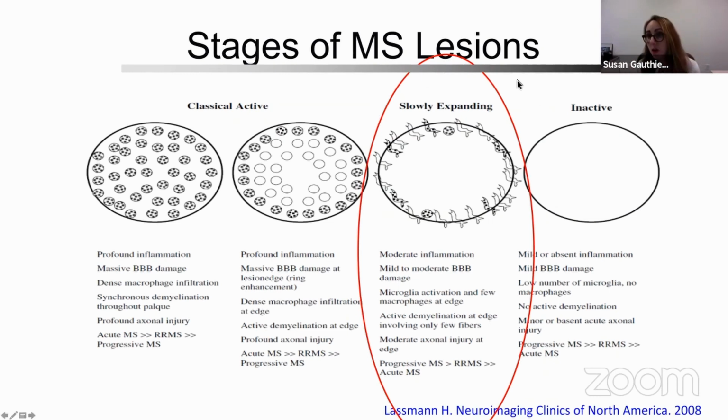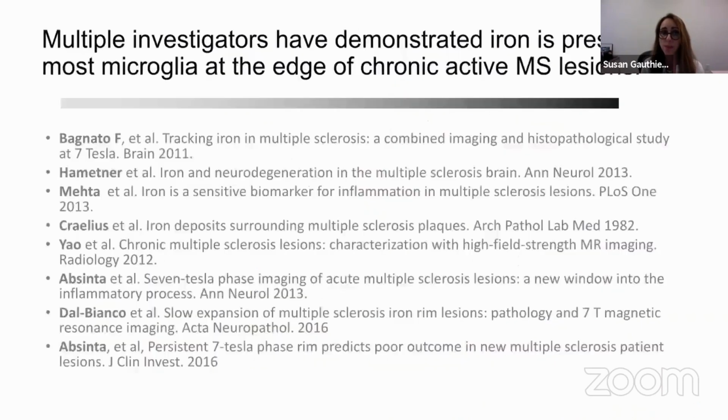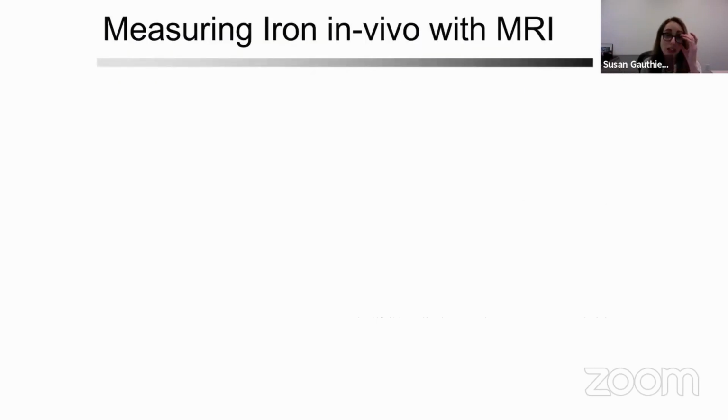And then the other type are these inactive lesions. Now that we've identified these in postmortem studies, we've shown that they still have active inflammation at the edge of these lesions, which causes some slow expansion, as well as active demyelination and axonal loss at the edge. Now, multiple investigators, as well as ourselves, have demonstrated that iron is present in most microglia at the edge of chronic active MS lesions. And that's important because we can actually measure iron via MRI.